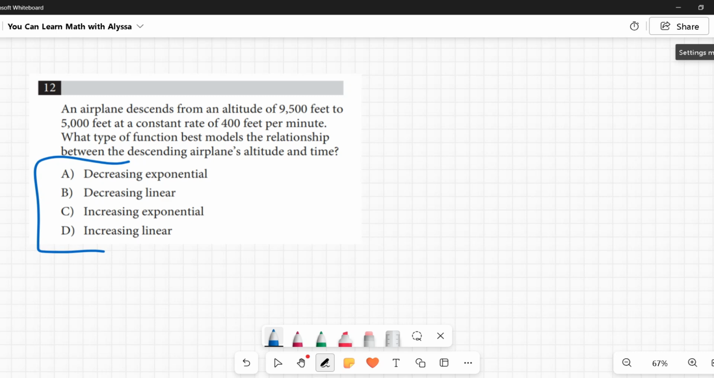What kind of function is it? Is it a decreasing exponential, a decreasing linear, an increasing exponential, or an increasing linear? It's always those 4 choices. So let's look at what those 4 graphs are.